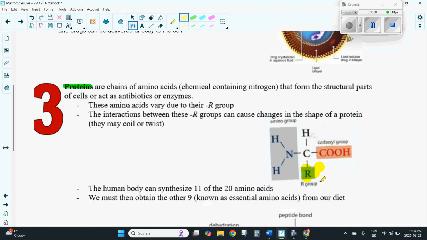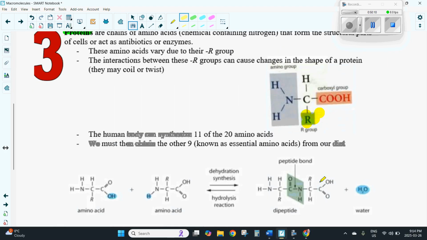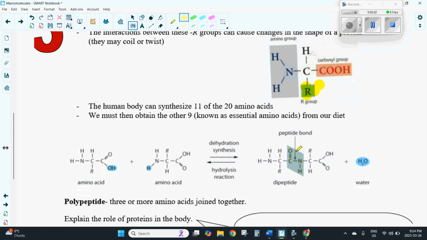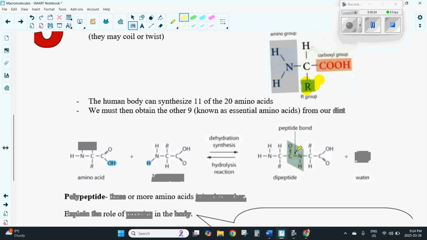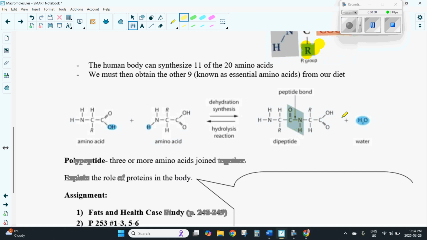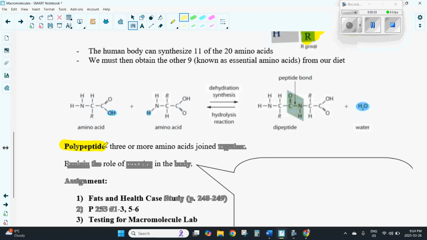The human body can synthesize 11 out of the 20 amino acids. Basically we can make those ourselves, but we must obtain the other 9, known as essential amino acids, from our diet. So we do have to get some of our amino acids from what we're consuming. A polypeptide is 3 or more amino acids joined together.